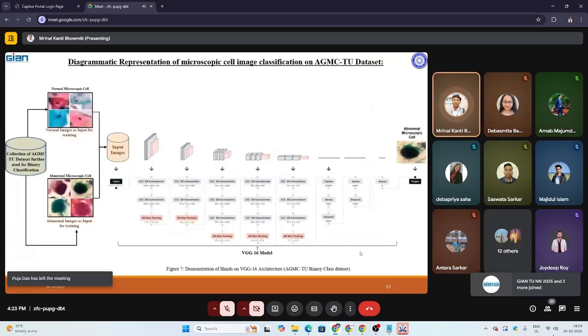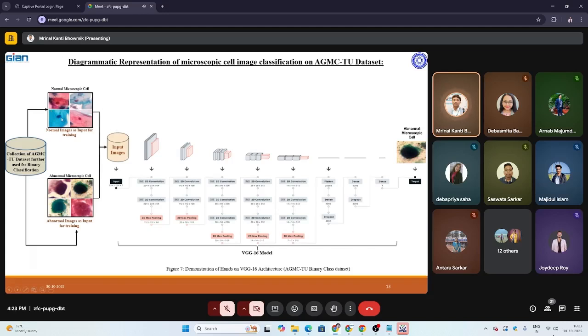So this is the diagrammatic representation of microscopic cell image classification on my AGMC2 dataset. As I've already mentioned earlier, the AGMC2 dataset is a binary classification dataset consisting of only two classes, abnormal cancerous cells and normal cancerous cells. This is the collection of the AGMC2 dataset for binary classification, where we'll be passing in the normal microscopic cells.